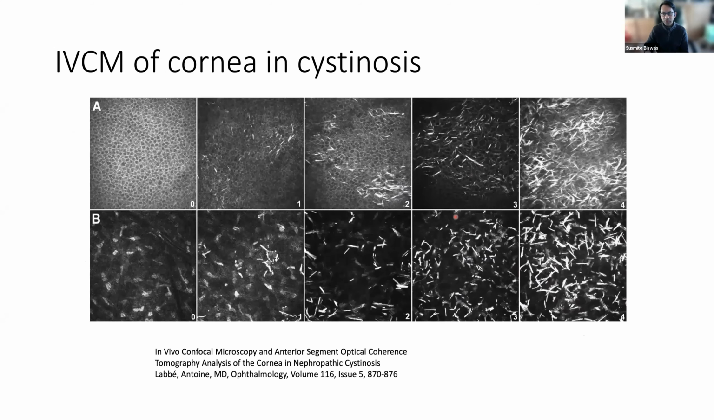And looking at crystals using the confocal microscope, you can see the crystals in the corneal layers. This is the epithelial layer with increasing crystal deposition. And the crystals appear as these bright white needle-shaped structures, both in the epithelium and in the stroma here. So this is a normal stroma, and here you can see a stroma that's got lots of needle-shaped crystals present throughout.